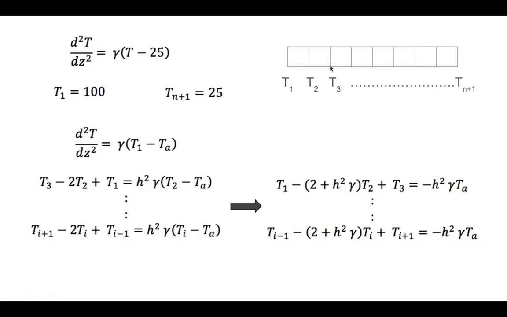Similarly, I write an equation for T3, T4, and everywhere. At every grid point, I write the equation. For Tn plus 1, I don't need any equation because I directly know the value there. So now when I keep on writing these equations, for example at the ith grid point, it will look like this: Ti plus 1 minus 2 Ti plus Ti minus 1, divided by h square, is equal to gamma times (Ti minus Ta). This h square I'm taking to the other side. So this will be the equation that I get.